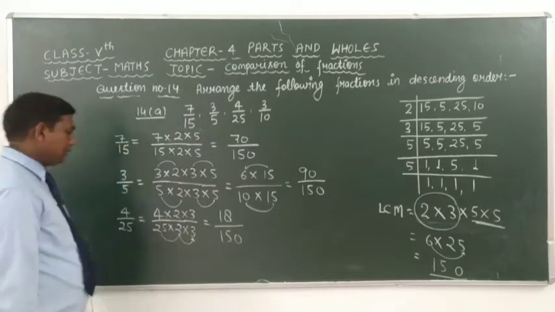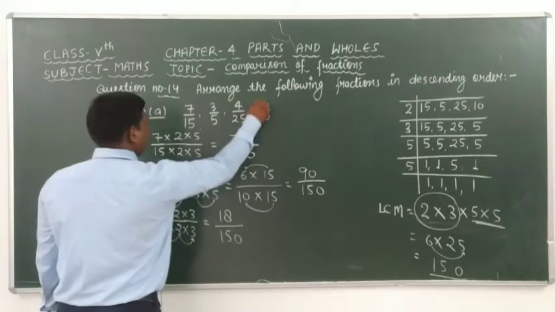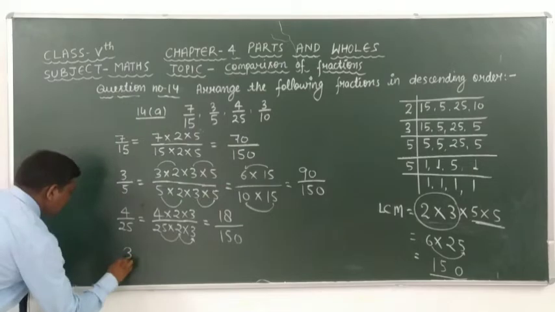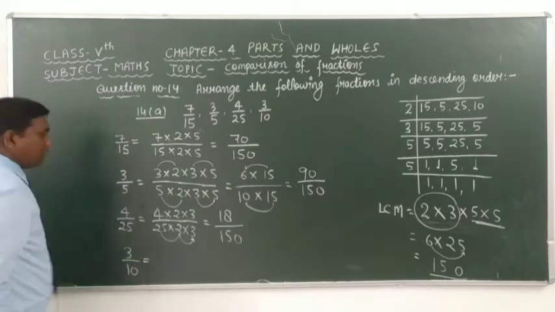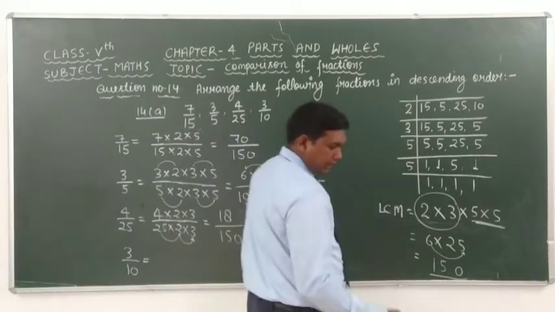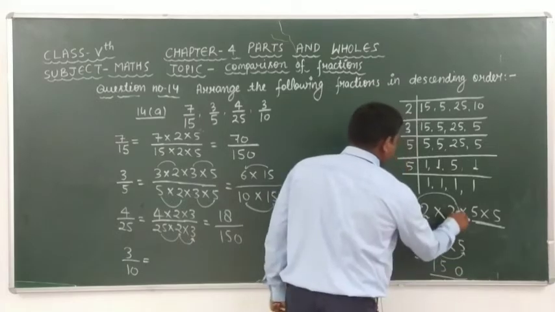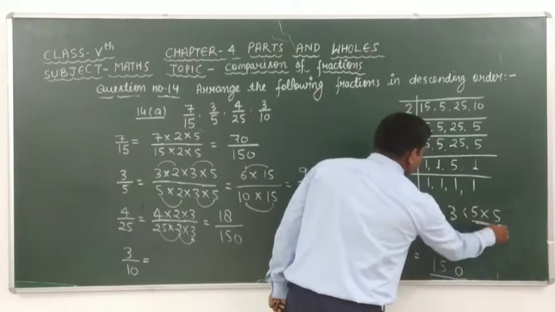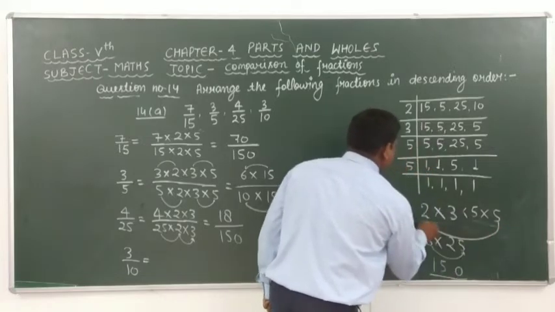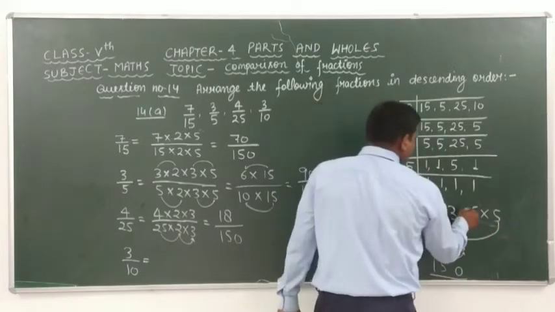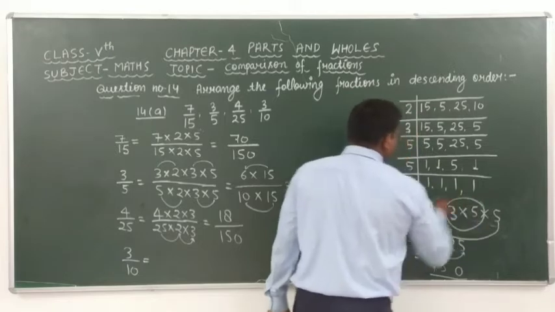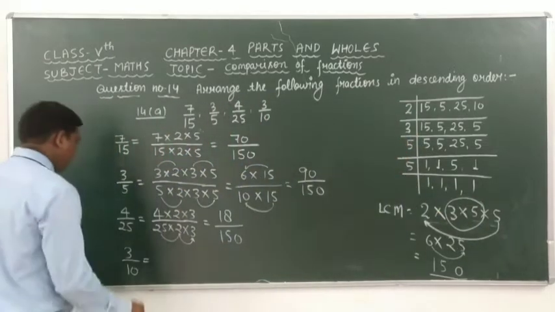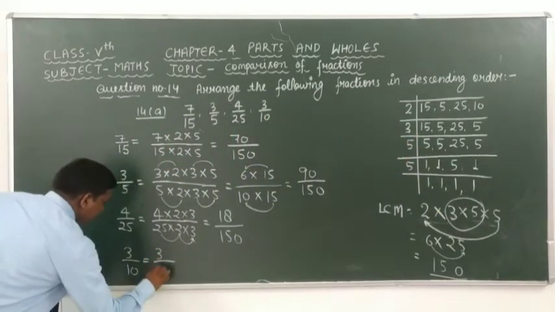Okay, similarly here we are given 3 over 10. Look at here carefully. Here we are given 10, and 10 times 15 is 150. Therefore we can multiply the numerator and denominator by 3 times 5 in this fraction.